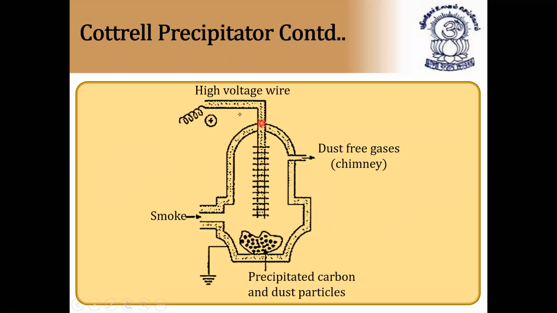So this is the diagram of the Cottrell precipitator. The carbon dust particles will get precipitated like this. Smoke will be ejected from here, and here is the high voltage wire, because it contains cathode and anode. Under the electric field, the dust-free gases will come out of the chimney, and whatever dust particles are present in the smoke will settle down as a precipitate. So this is called the Cottrell precipitator, and this process is called electrophoresis. I hope it is clear.